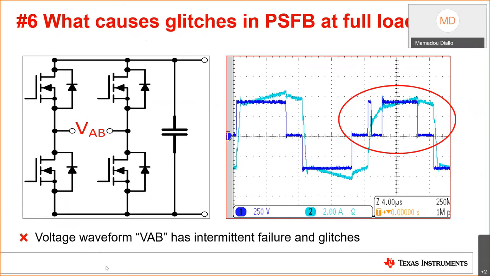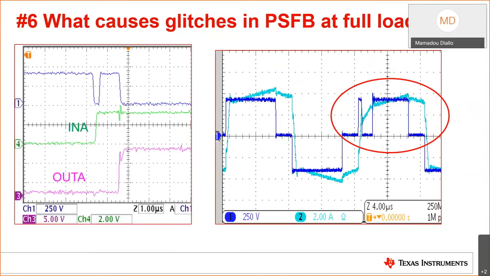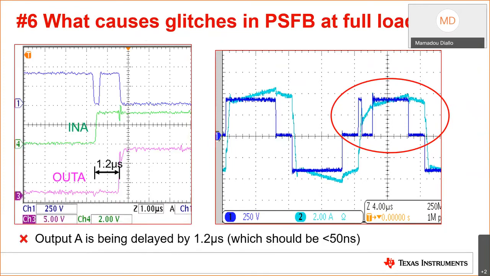And so for this specific case, we encountered this commonly with applications where functional pins are left floating. So in this case, you notice the glitch on the VAB voltage, which may be traced back to one of the driver's channel's increased propagation delays. In this scenario specifically, in A to out A is being delayed by 1.2 microseconds, well above the typical specification of 50 nanoseconds. This delay is seen down at the full bridge, causing the glitch of the power stage captured by channel 1.